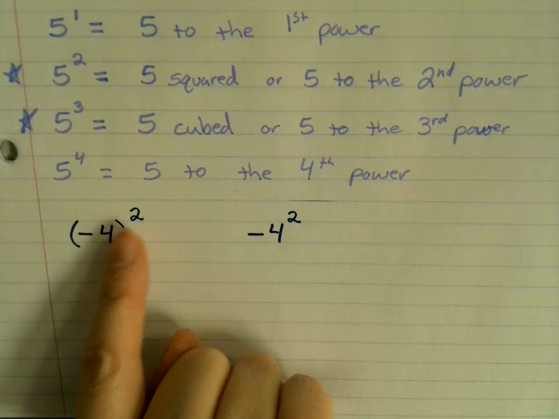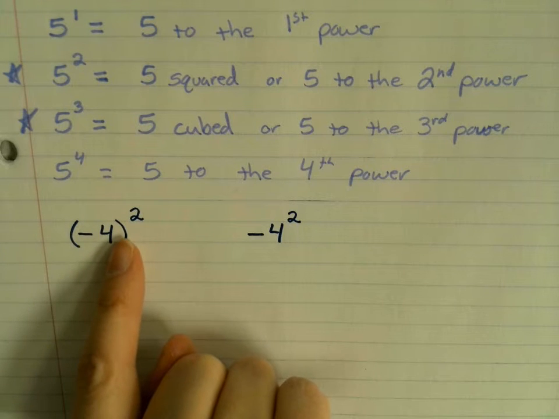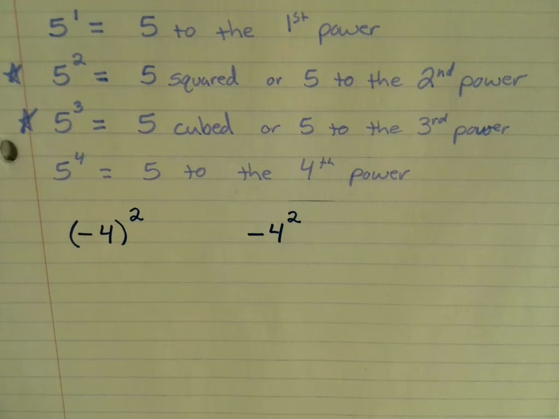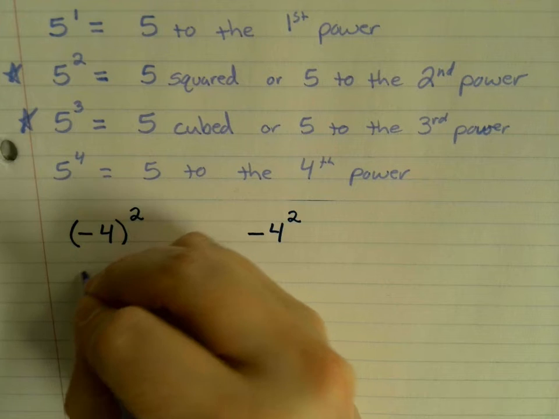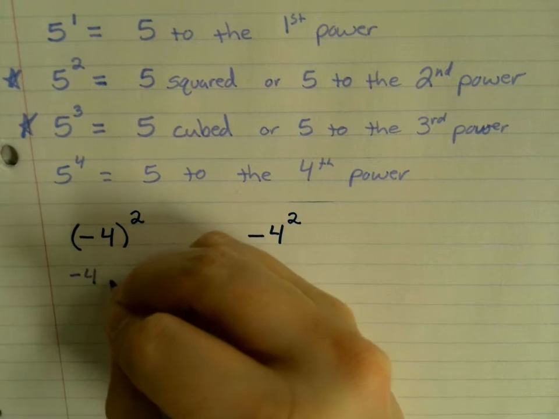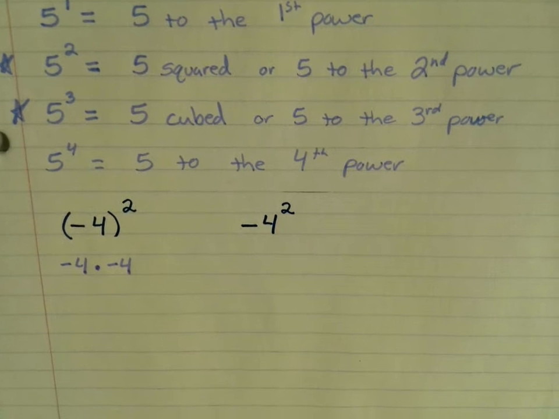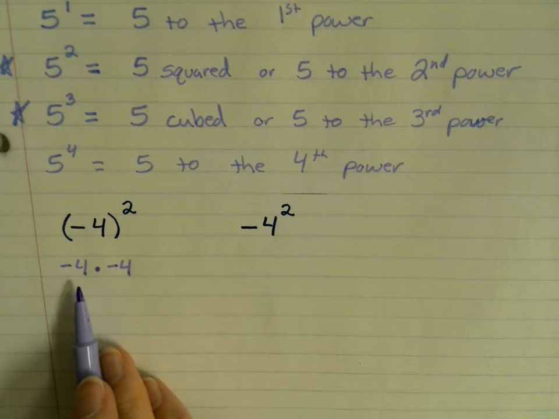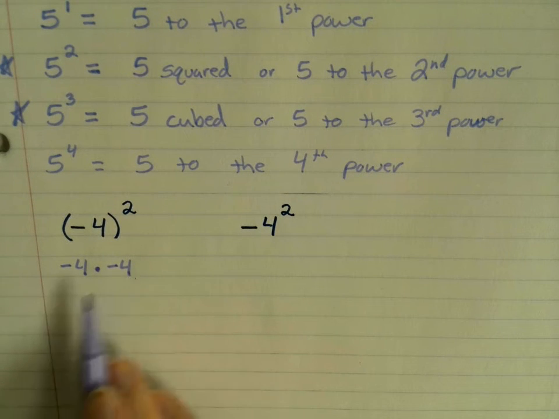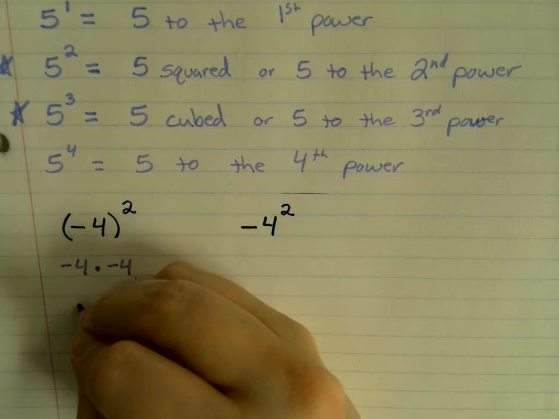That means both of these are going to be in a repetitive amount of multiplication. So if I were to write this out, this would be written out as -4 times -4. And as we know, a negative times a negative is going to equal a positive. Right?